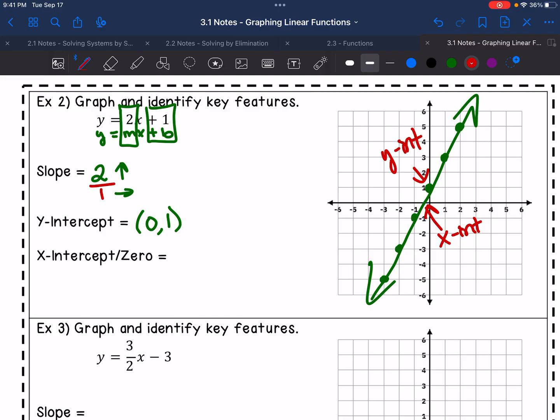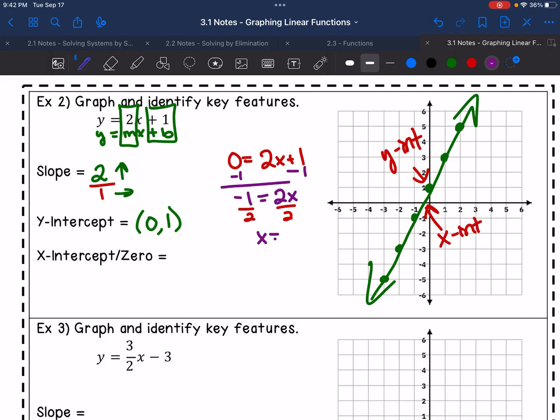Okay, so I'm going to replace my y with a 0, and then I'm going to get x by itself. So my first step is to subtract 1 on each side. So negative 1 equals 2x. Then I'm going to divide both sides by 2.